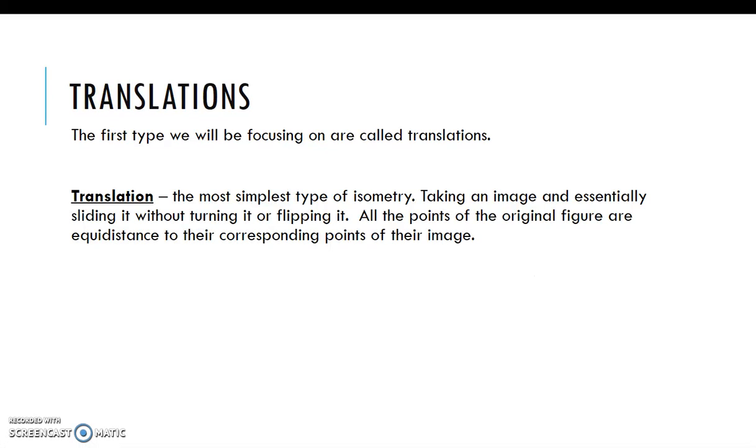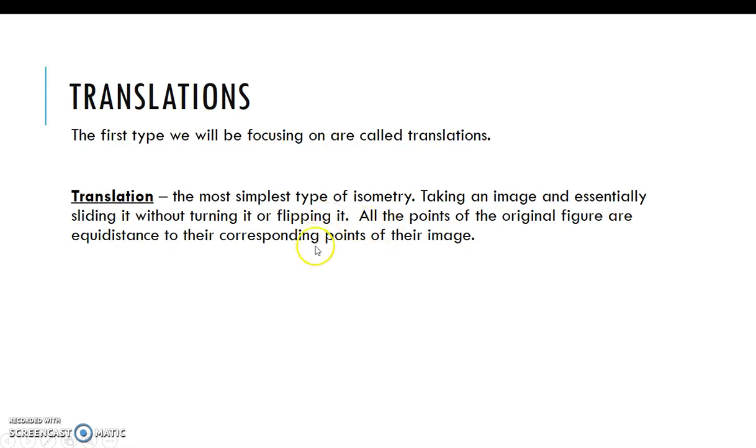The first type we'll be focusing on are called translations. Translation is the simplest type of isometry. Take an image and essentially slide it without turning it or flipping it. All the points of the original figure are an equal distance from the corresponding points of the image.